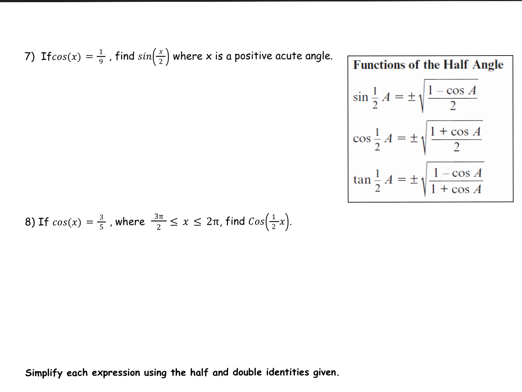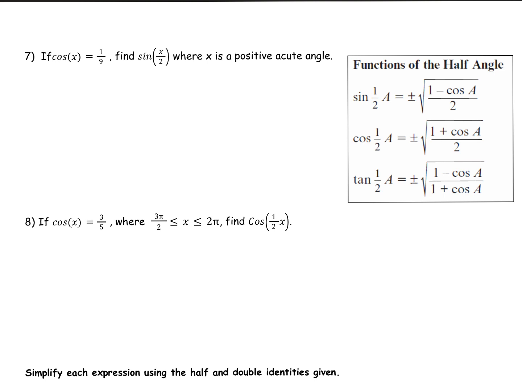Okay, so this back page is all about half angles. So look at the first question. It says, if cosine of x is 1/9, find sine of x over 2. Don't let the x over 2 worry you. It's really the same thing as 1/2 of x or 1/2 of a. Now it says where x is a positive acute angle. That means we're in quadrant 1 where everything is positive. So you see this plus or minus? That means we're going to choose the positive because we are at a positive acute angle.